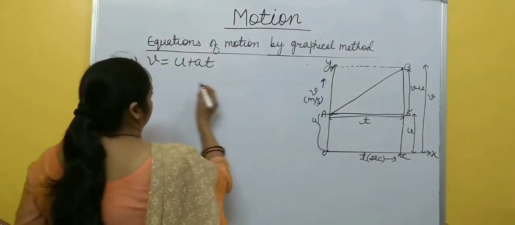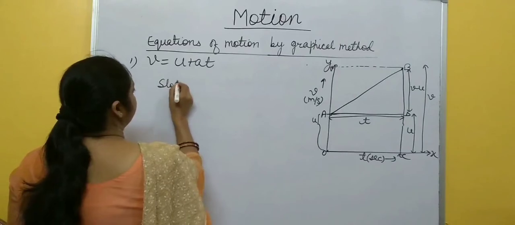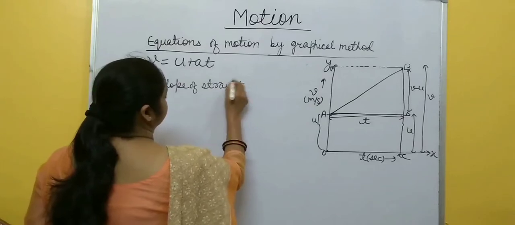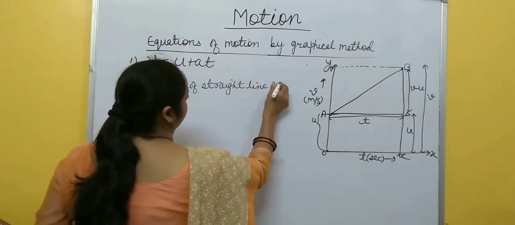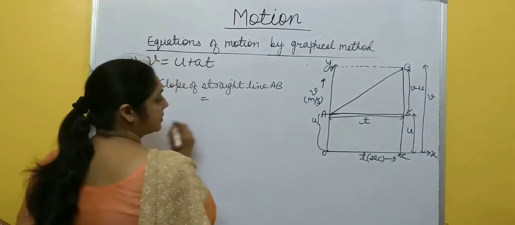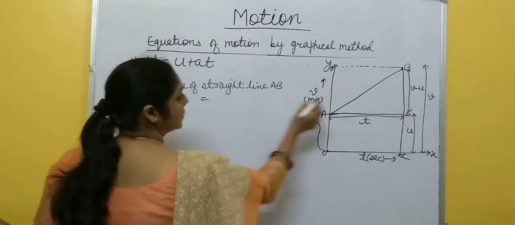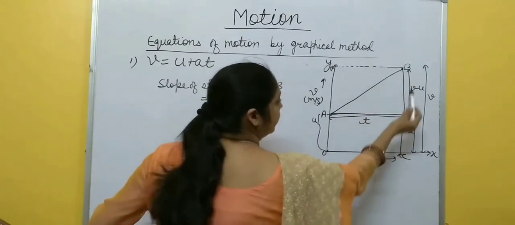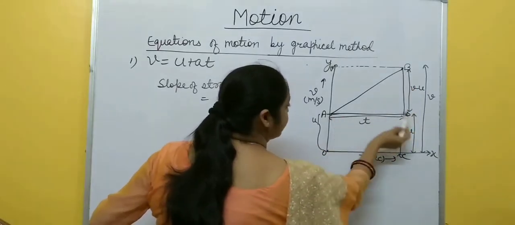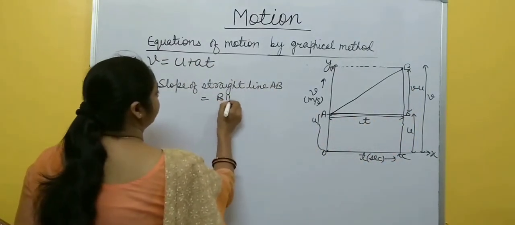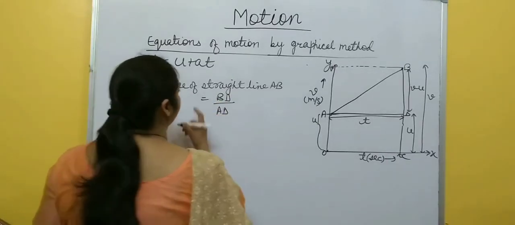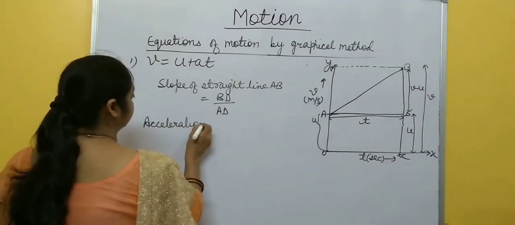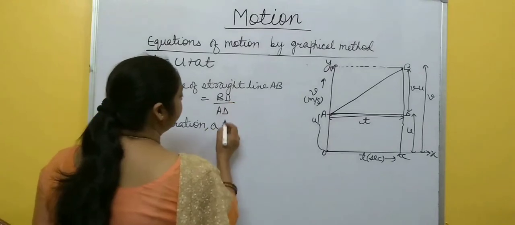Now consider slope of straight line AB, and it gives what? Acceleration. And slope is what? Y-axis by x-axis in this triangle ABD. Y-axis is BD and x-axis is AD. So BD by AD, and this slope is what? Acceleration. So you can write acceleration a equal to BD by AD.